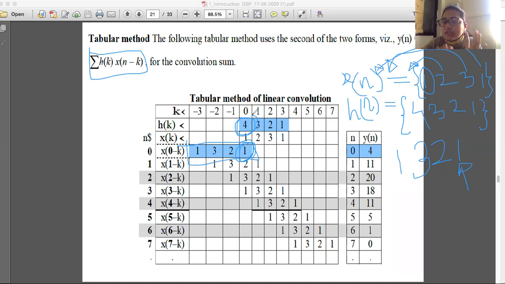As we are not shifting the sequence, what will be my next operation? The next operation is to perform the multiplication.